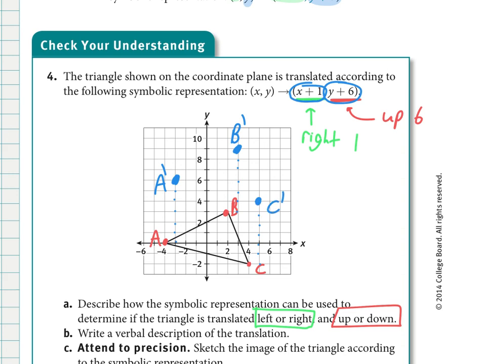So here's where my new image would be once we did the translation. Keep in mind it's the same shape, same size. All we did is kind of slid it up and to the right. And that is translations and coordinates.